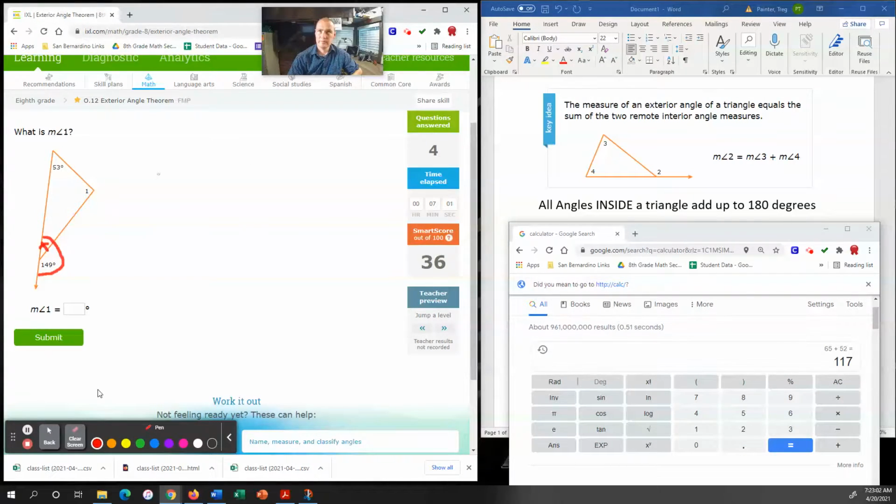All right, so first step, using the supplementary angle theorem, we have 180 minus 149 equals x.